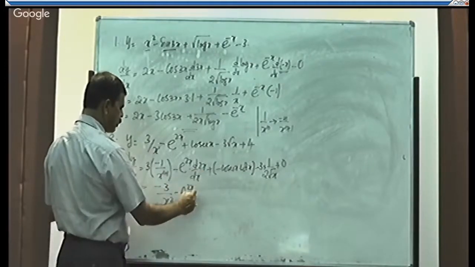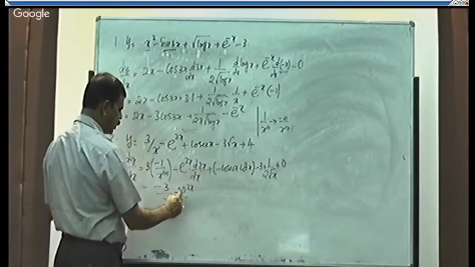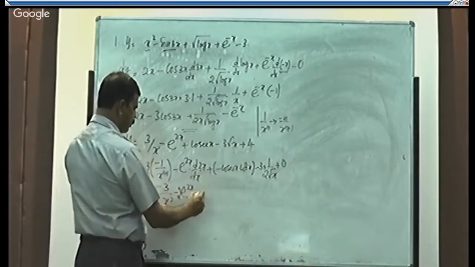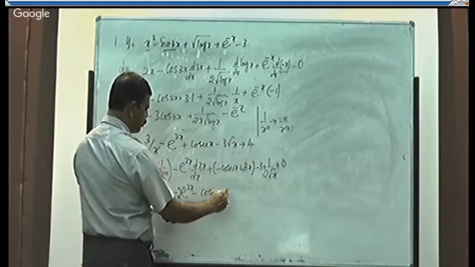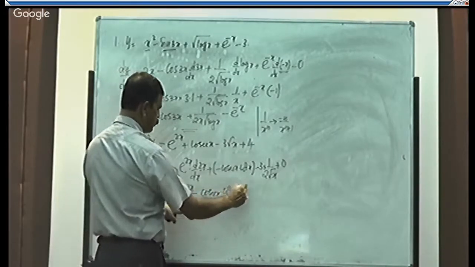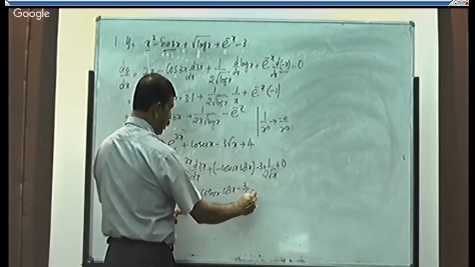Then it is minus 3 by x square minus e power 2x. Differentiation of 2x is what? 2. So I will write 2 here directly. Plus into minus, it is cosecant x into cot x, minus 3 by 2 root x.